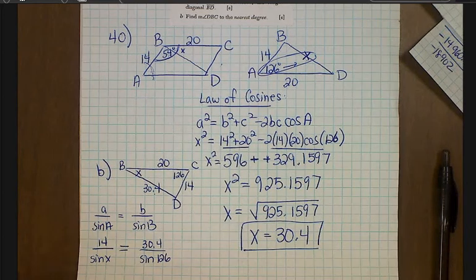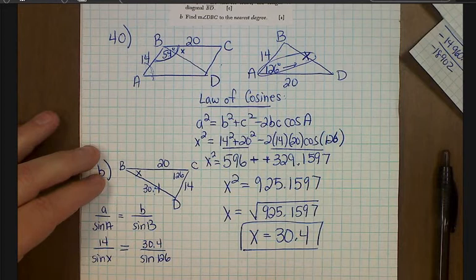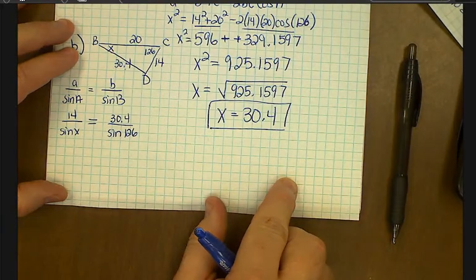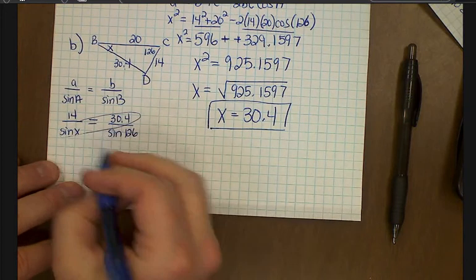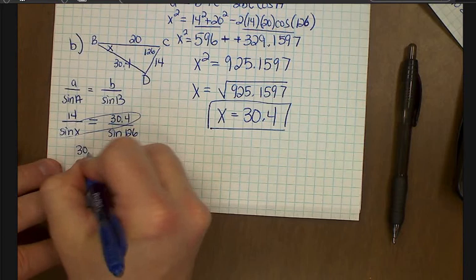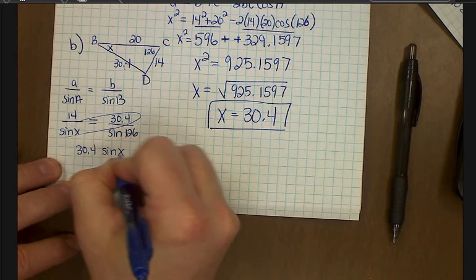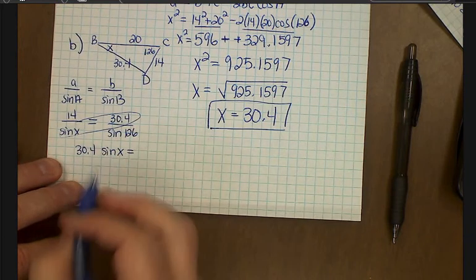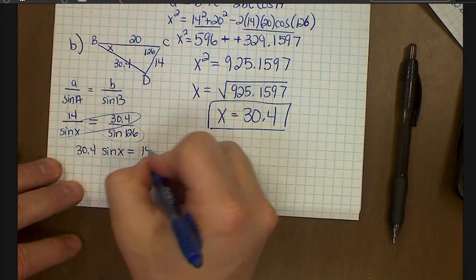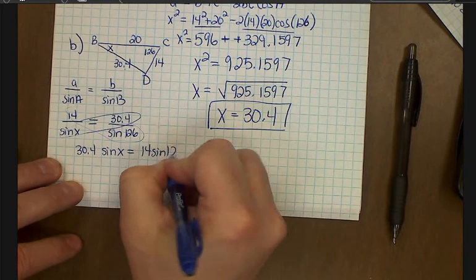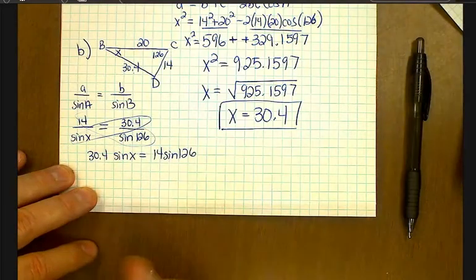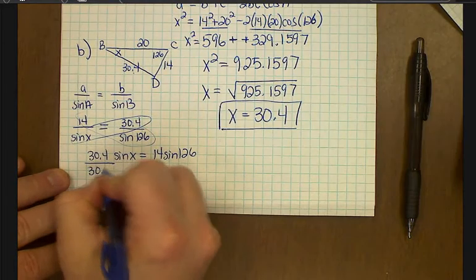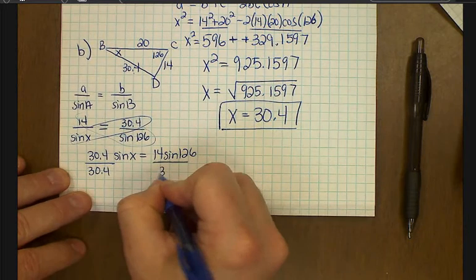All right, sorry for that. And now let's finish this question. To finish this question, we're going to take a look at how to get that sine x by itself. So once you set this up, we can cross multiply. This becomes 30.4 sine x is equal to, and I'm going to multiply these two, 14 sine 126. Now remember, I'm not going to pick up that calculator until I get sine by itself. So I'm going to divide by 30.4, divide by 30.4.